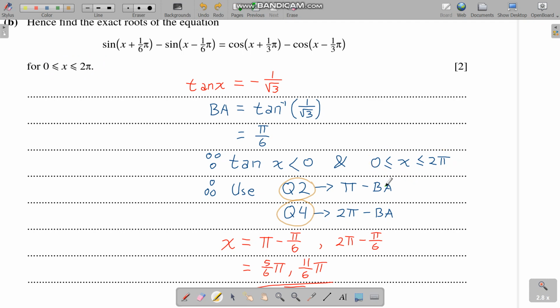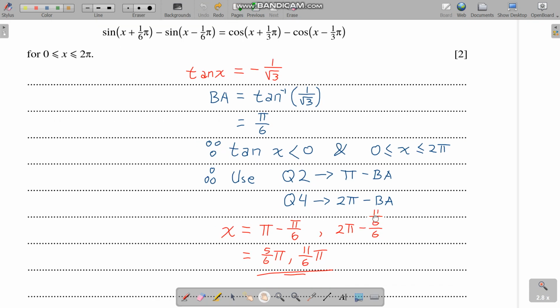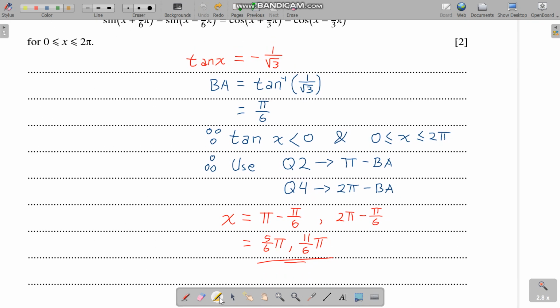So for quadrant 2, we do pi minus base angle, quadrant 4, 2 pi minus base angle, remember? So just use a calculator, pi minus pi over 6, 2 pi minus pi over 6, and we get the final answer, 5 pi over 6, 11 pi over 6.